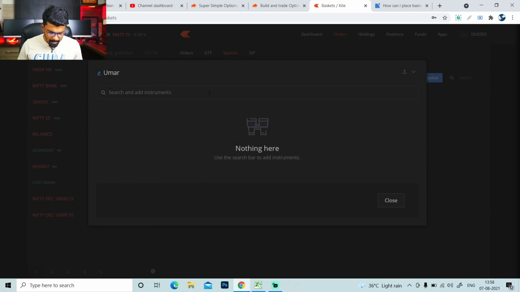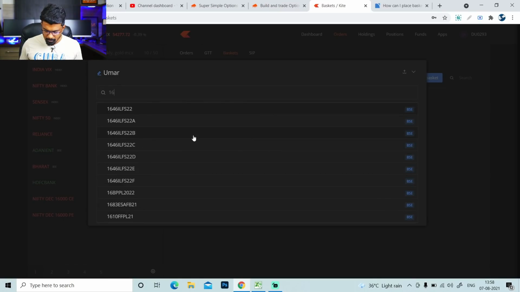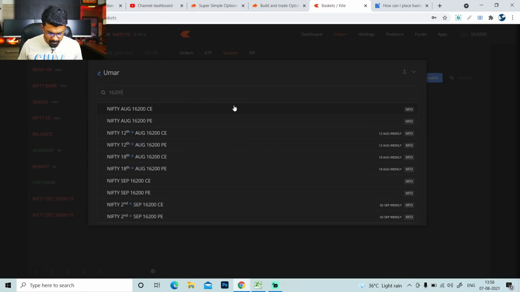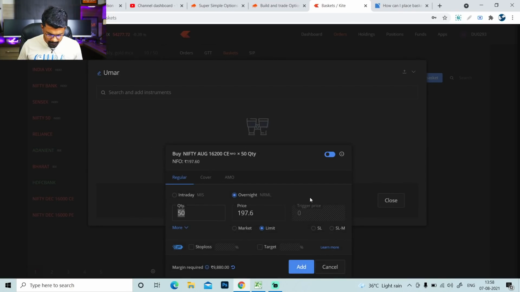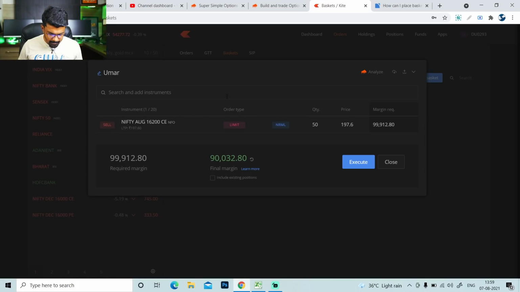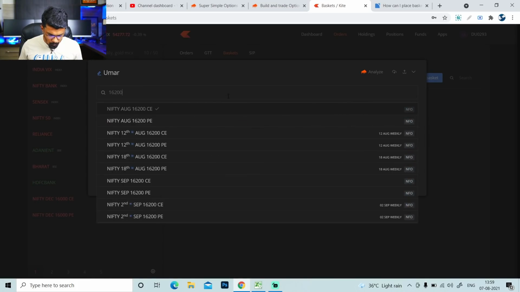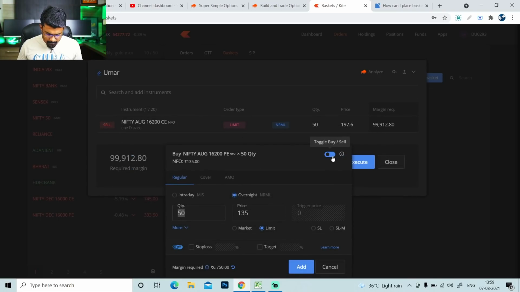Once I've created a basket, since the market is at 16,200, I'm going to create a 16,200 straddle at August expiry, right? So the 16,200 call option is trading at 197 rupees. So I'm going to add it, and the 16,200 put option, right?